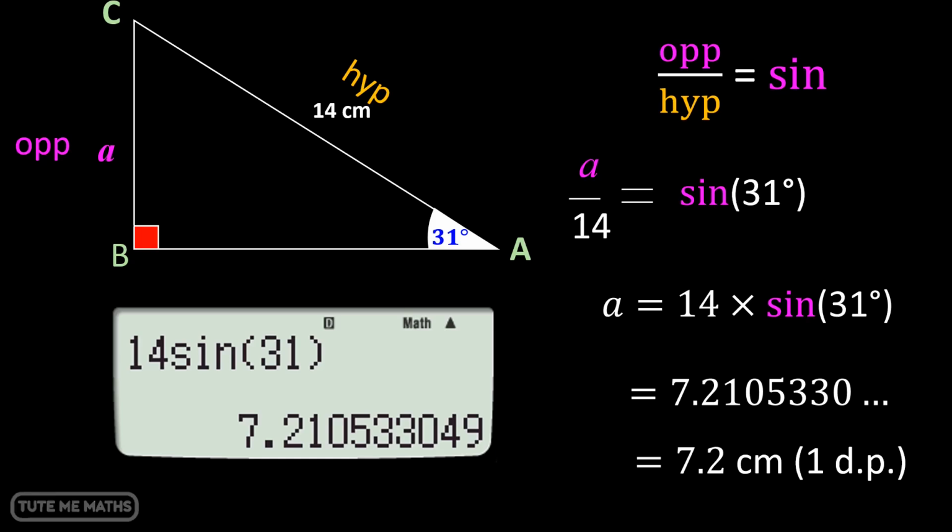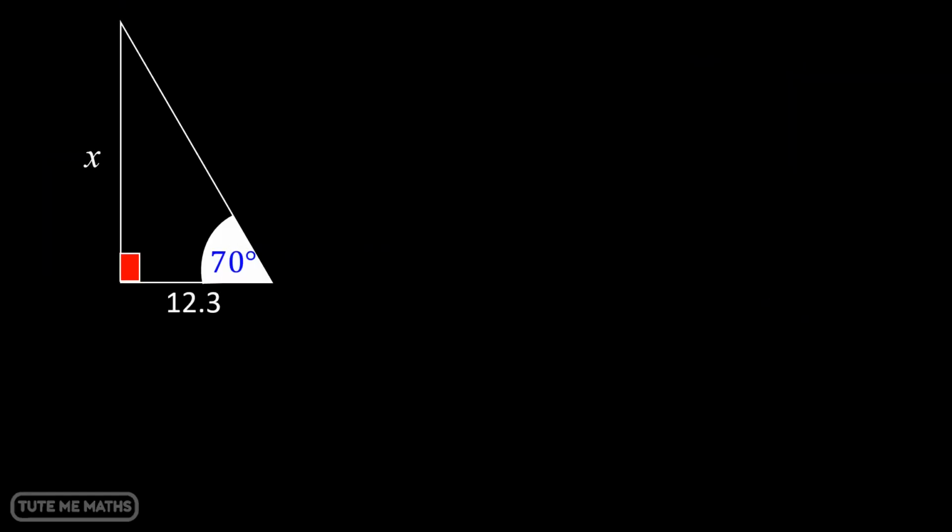Now let's do one together. Pause the video if you need to get your calculator and pen and paper. In this example, unlike the 30-degree case, there is no chance of simply recognizing the answer. However, we can apply some common sense and estimate that the x value will be more than the 12.3 centimeters, since it is opposite to a 70-degree angle, which is much larger than the remaining angle of 20 degrees. So before I even start, I'm expecting an answer significantly bigger than 12.3.